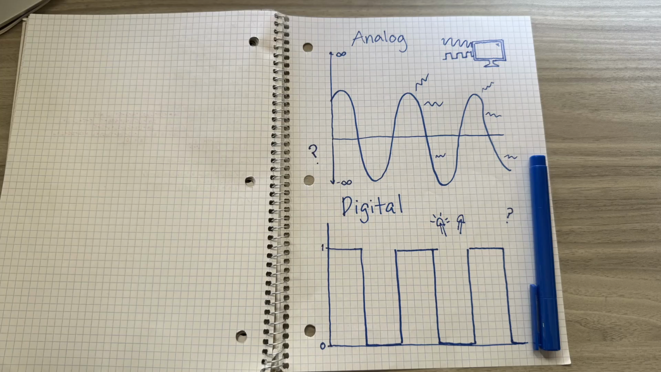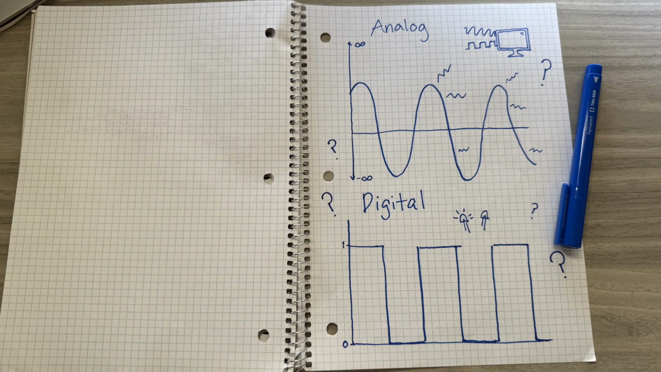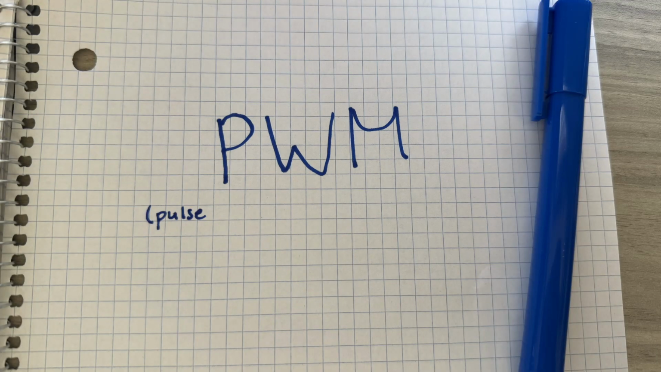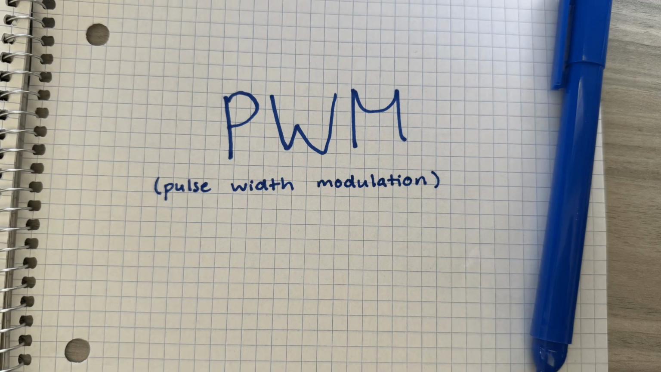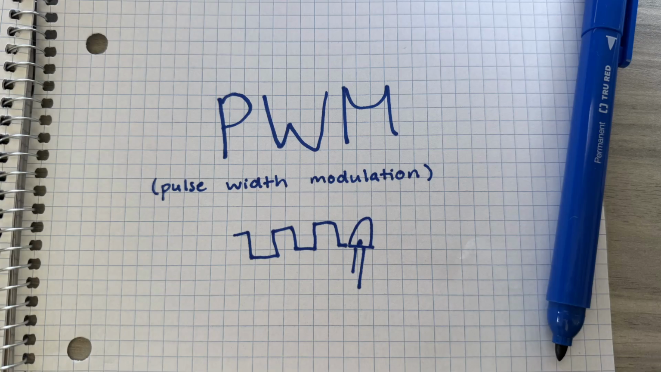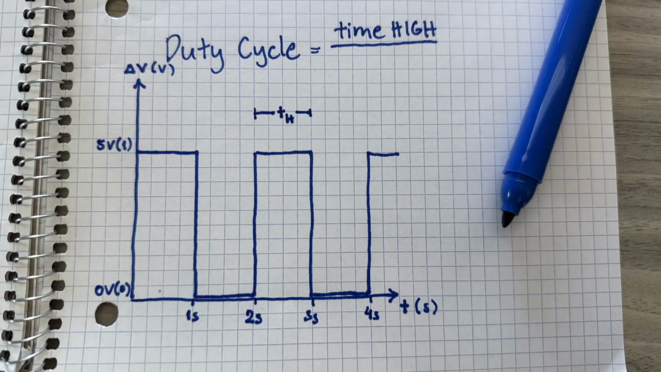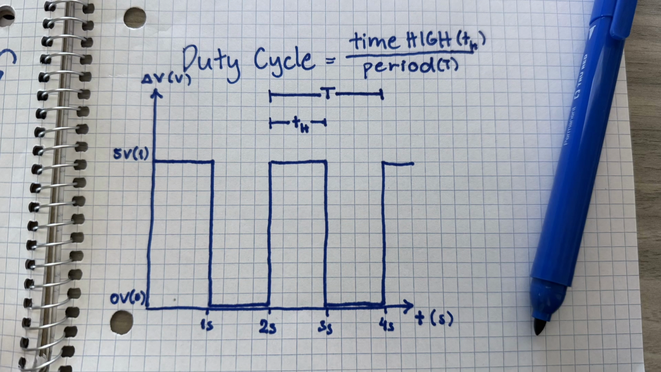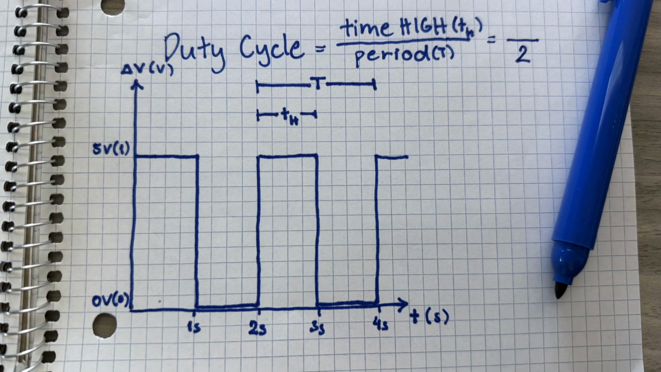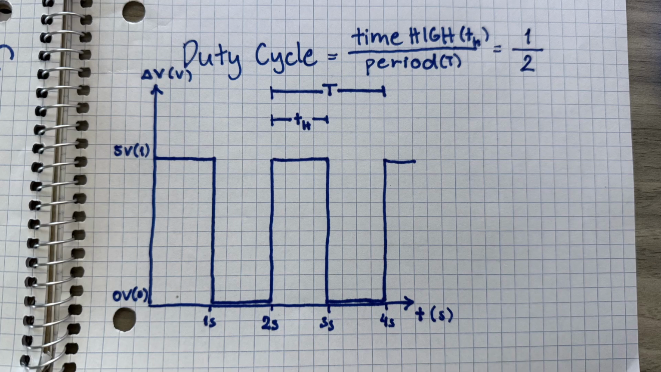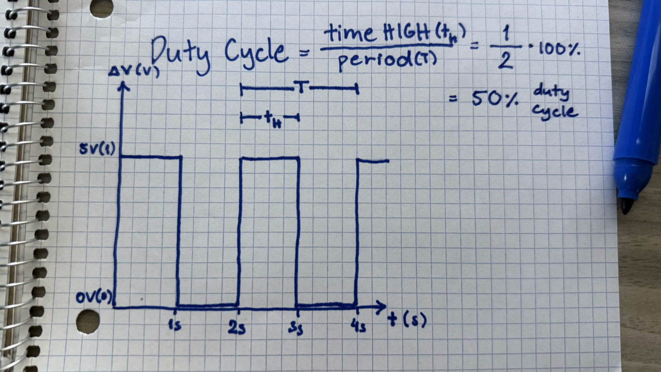So how would we simulate an analog input with a digital signal? Here is where PWM, or pulse width modulation, comes in. PWM is a way to control analog components using digital outputs by adjusting the frequency of the pulse. We will also need to become familiar with the term duty cycle, which is the percentage of time that the output is on versus the period. On this graph, we can see that each wave repeats every 2 seconds, meaning that its period is 2 seconds. We can also see that the output is on for 1 second during this time. This means that the duty cycle is 1/2 or 50%.